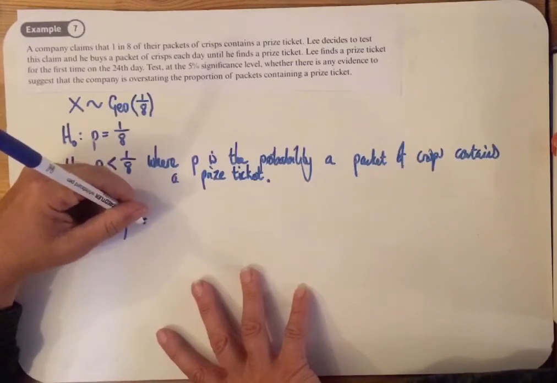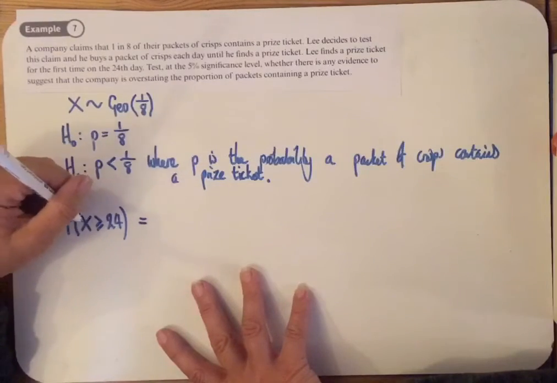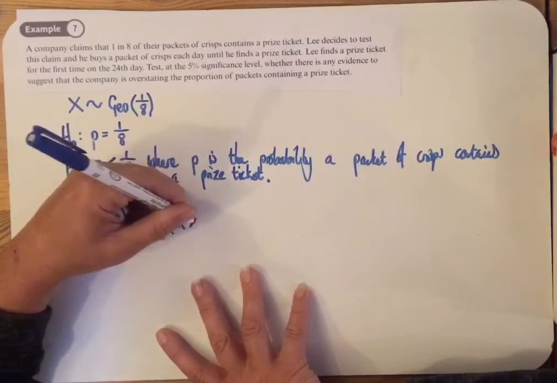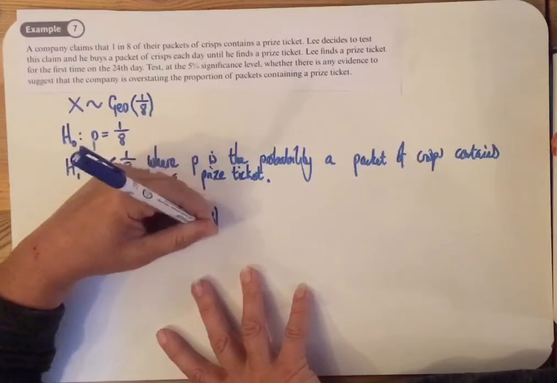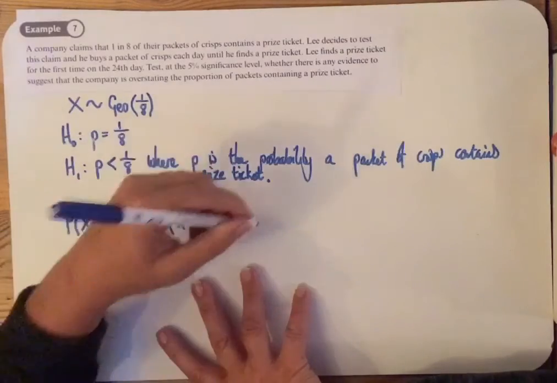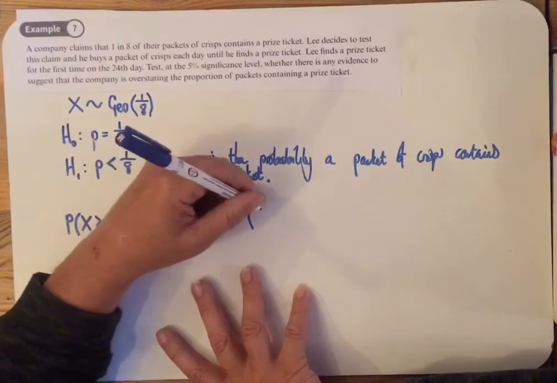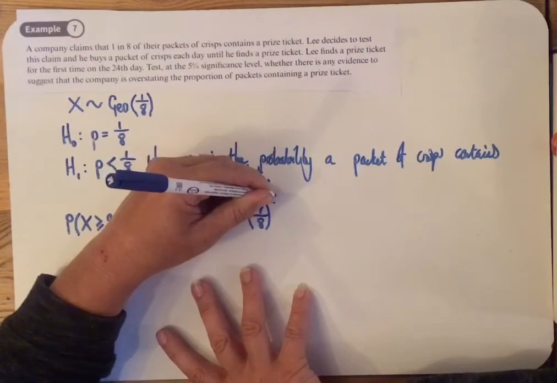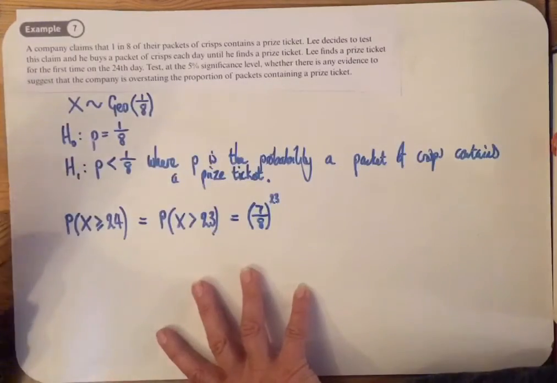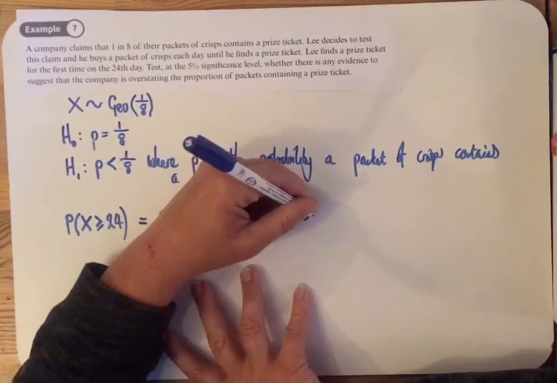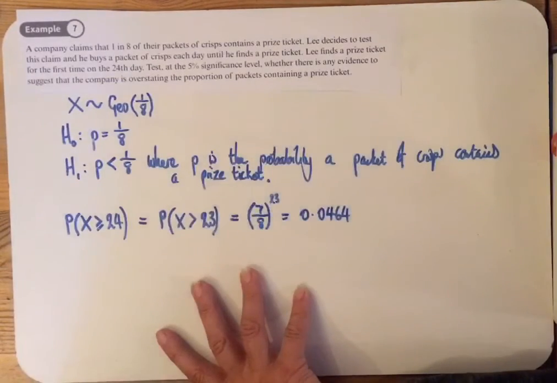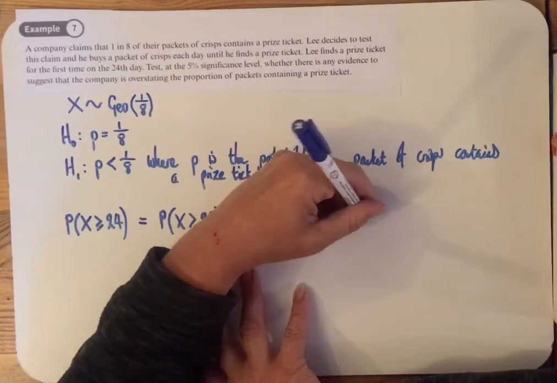Then, using the probability theory from last lesson, if X is greater than or equal to 24, that's the same as saying that X is more than 23. So you won't have got a success on the first 23 trials. And you can't rely on your calculator for this. So (7/8) to the power 23, which is 0.0464. That is less than 5%.